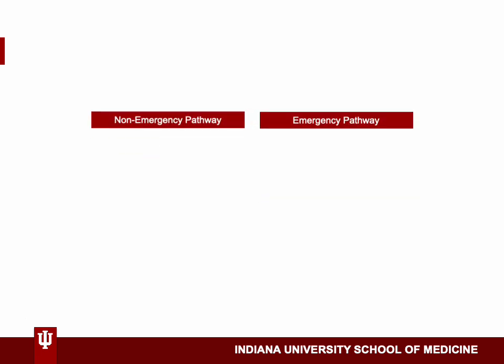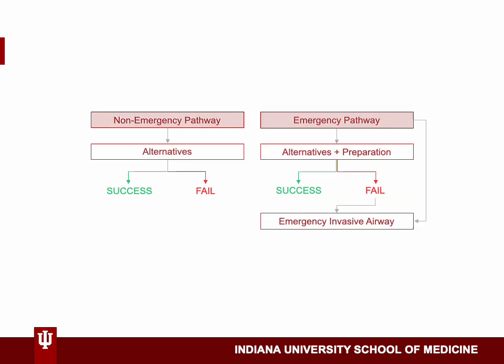Let's discuss the non-emergency and emergency pathways. Both pathways involve trying other airway techniques. However, in the emergency pathway, this is done while preparing to place an emergency invasive airway. If the non-emergency pathway fails or the patient exhibits deteriorating ventilation, transition to the emergency pathway.